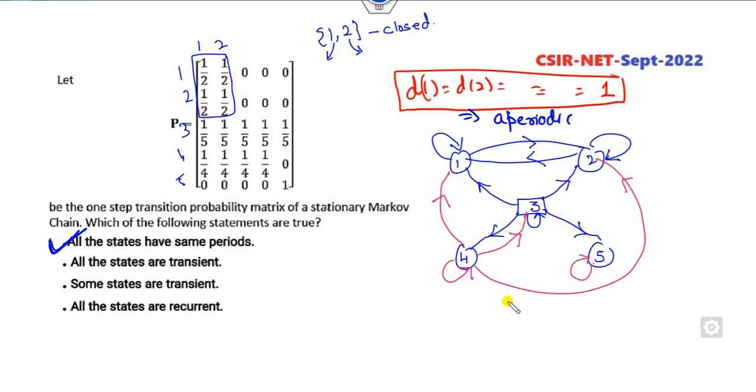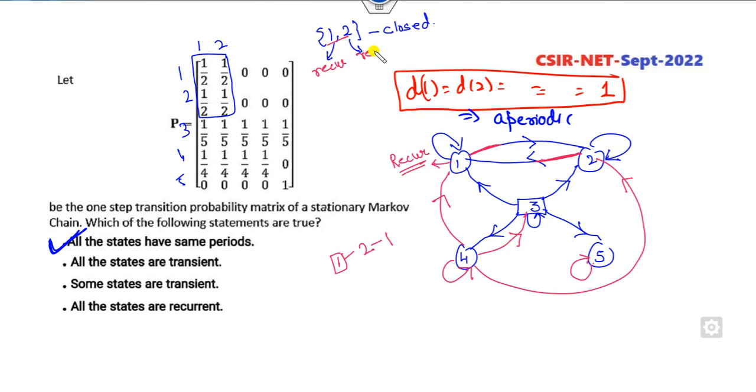Now you can see, firstly, is it possible to start from 1 and come back to 1 again through any way? So 1 goes to 2 only. So 1 to 2, is it possible to go? Yes. So it is a recurrent class. Fine. Similarly for 2, from 2 you can go only on this side. Because 1 and 2 are the same class, 1 is recurrent, so 2 is also recurrent.